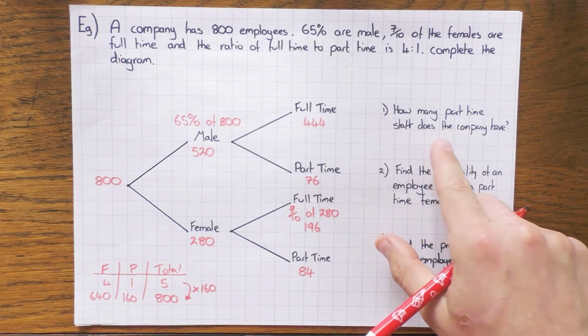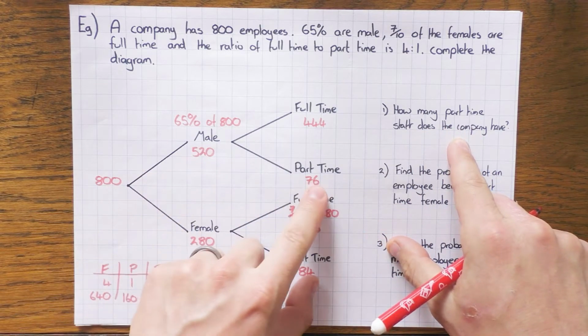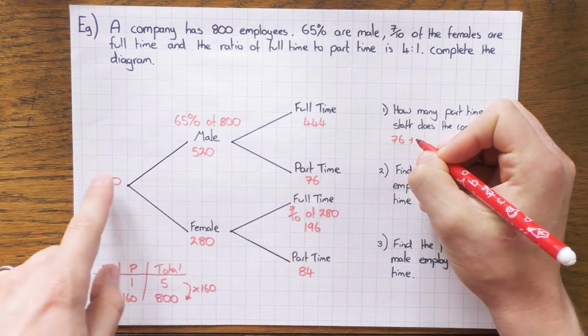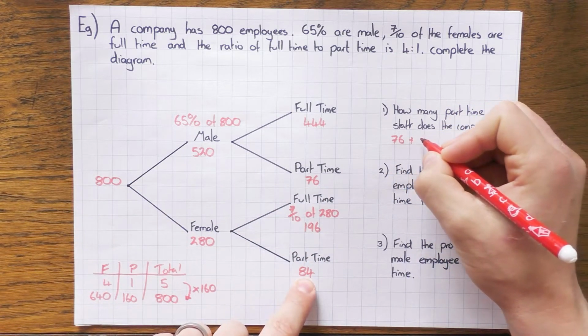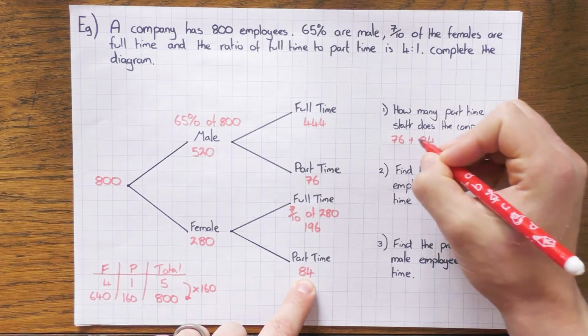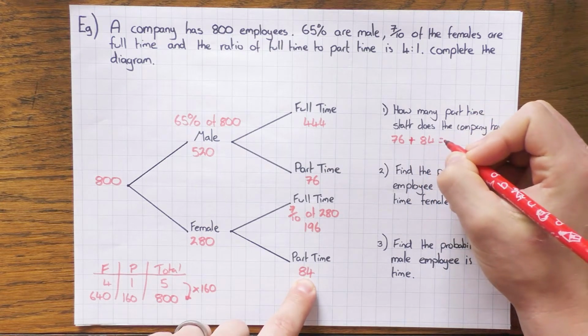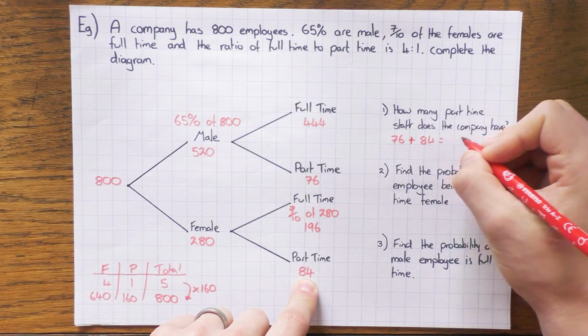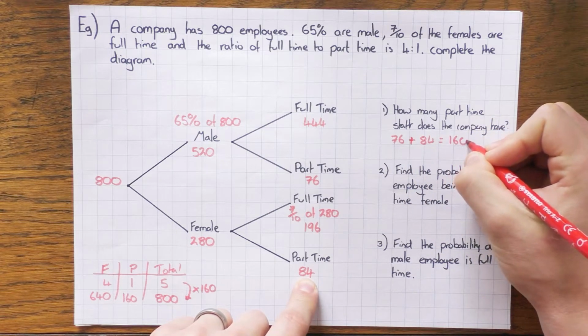How many part-time staff does the company have? So I've got 76 here, plus the part-time females here, which is 84. And if you add those together, that's quite nice actually, that'd be 90, yep, 160.